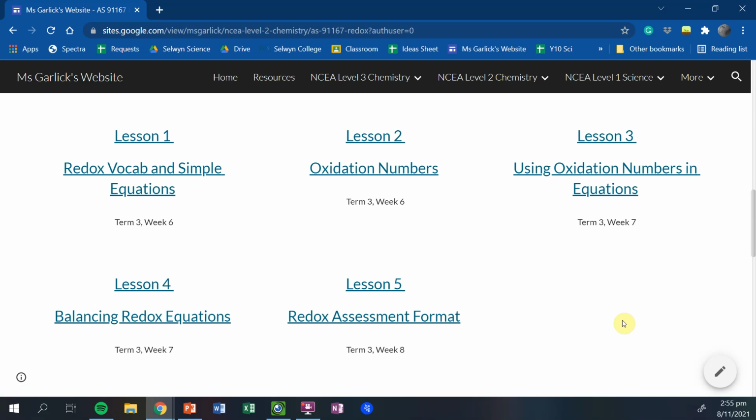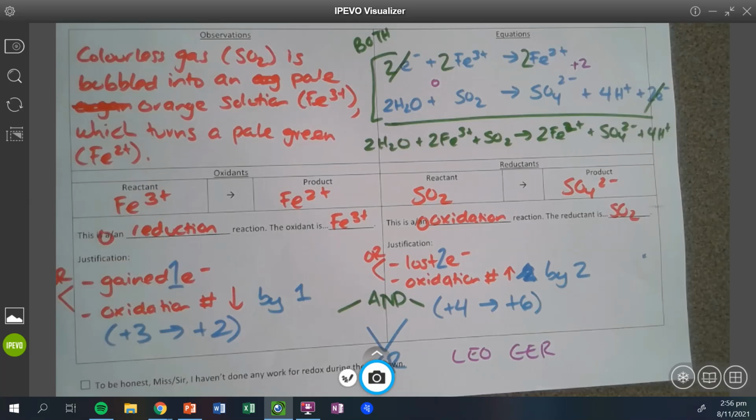Right? Depending on your goals is going to affect what sort of work you're doing. If you're only aiming for the achieved, you're probably fine just doing the vocabulary and the assessment format and just answering the assessment format to the achieved level. If you're trying to get merit or excellence, you really then need to go through the oxidation numbers and the equations. Are we good so far with that? All right. Like I said, it's a really easy assessment. I think it's just a matter of practicing and memorizing things.